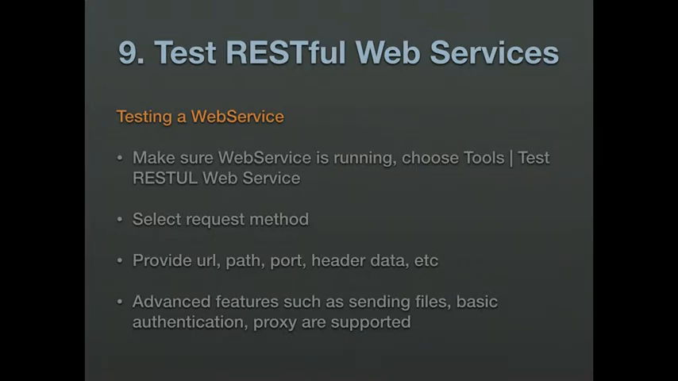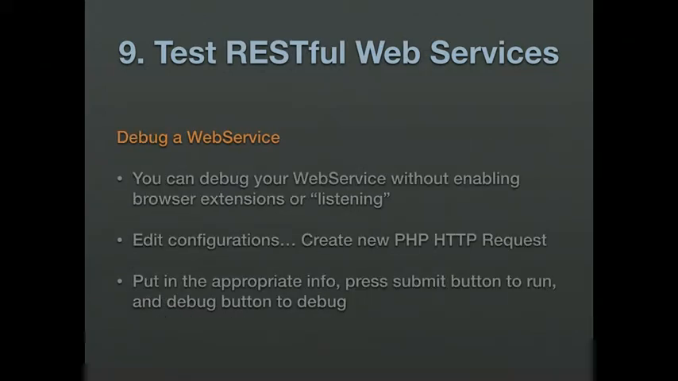You select your request method, whether it's a GET, a POST, a patch, or whatever. You provide a URL, a path, header data. And then it also allows you to do some advanced features as well. You could send a file in your request. You could do basic authentication. And you could do proxies. And you could also debug your web service, too.